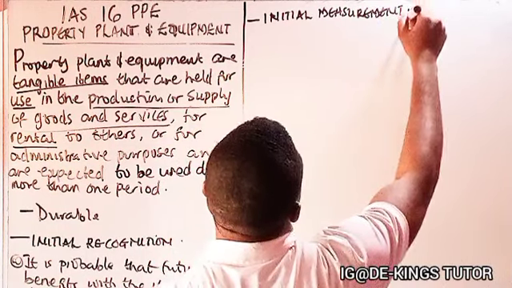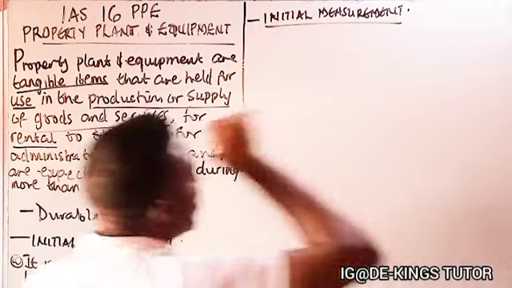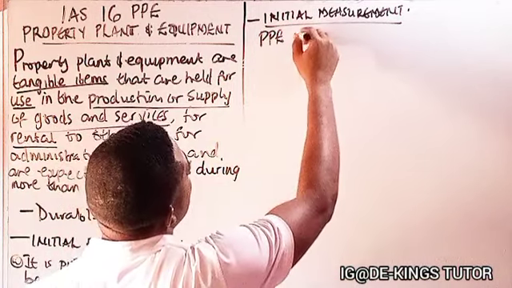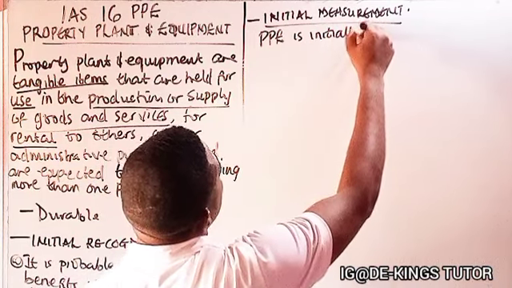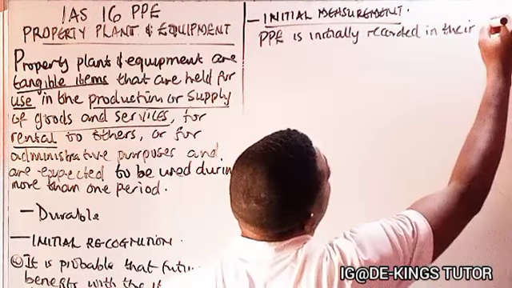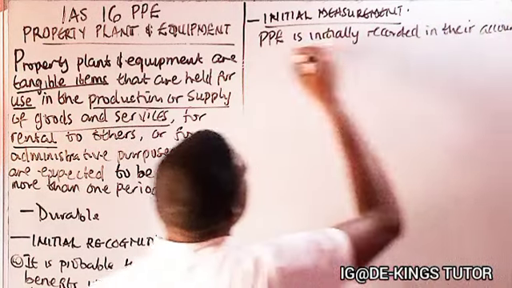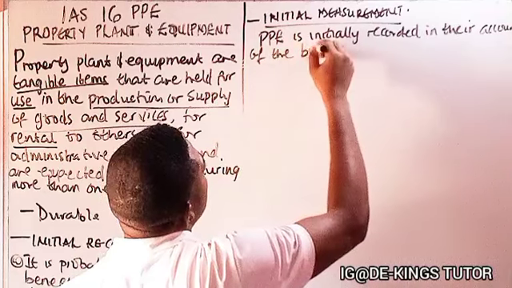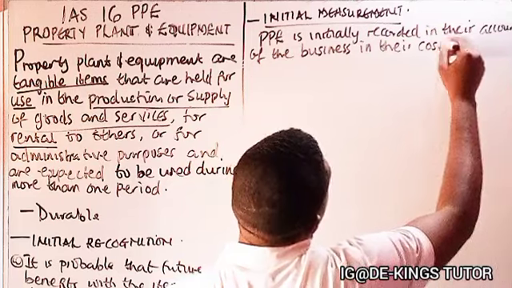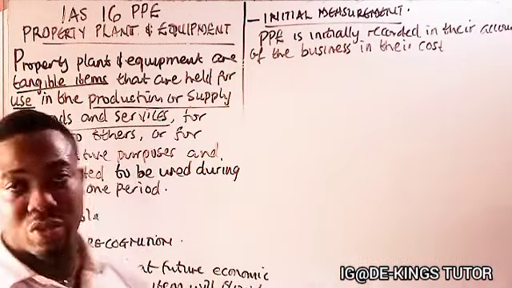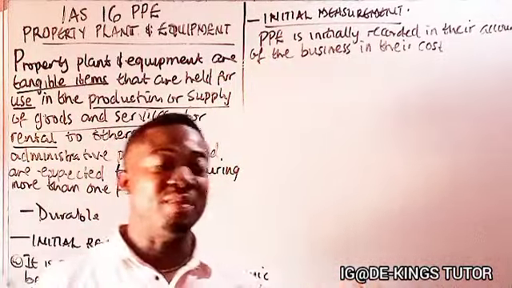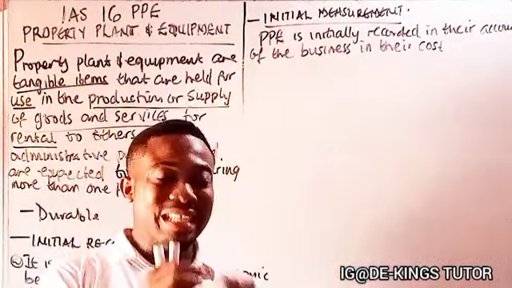The initial measurement. Okay, now an item of PPE is initially recorded in their account of the business in their cost. Okay, PPE is usually recorded in the account of the business in their what? Cost. That is the initial measurement of an item of PPE. Okay, it should be recorded in the cost of the item.